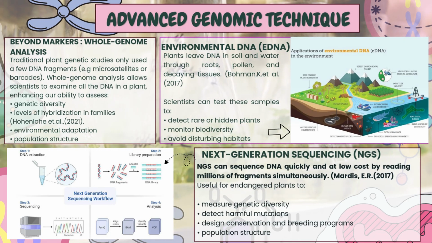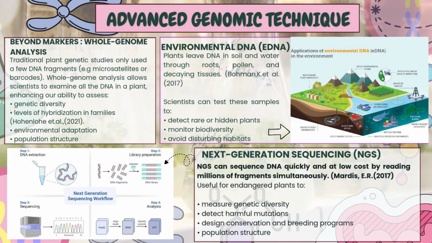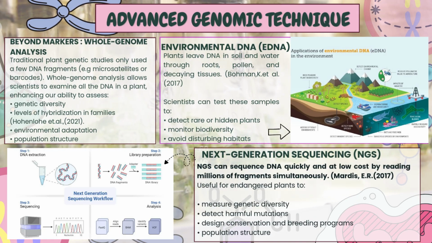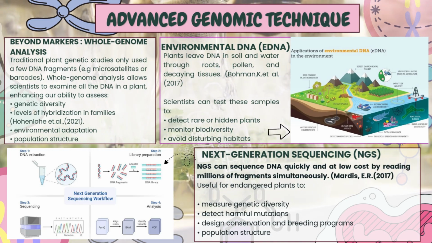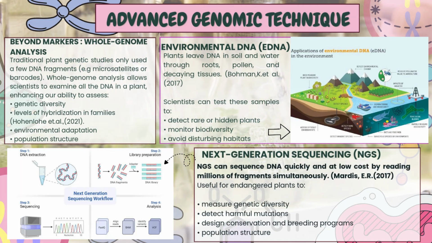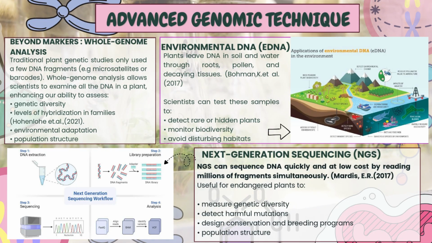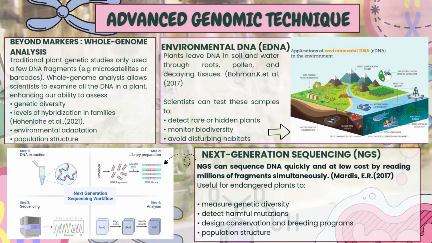Plants leave DNA in soil and water through roots, pollen, and decaying tissue. By analyzing these samples, scientists can detect rare or hidden plants, monitor biodiversity, and study ecosystems without disturbing natural habitat, which is ideal for endangered or hard-to-find species.